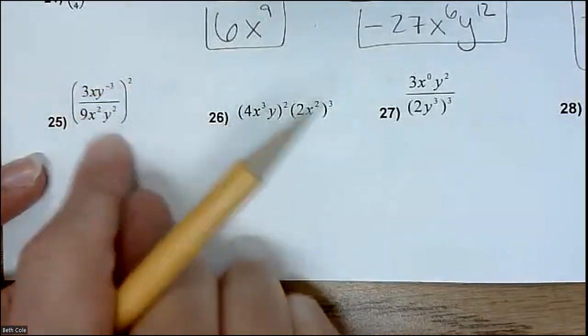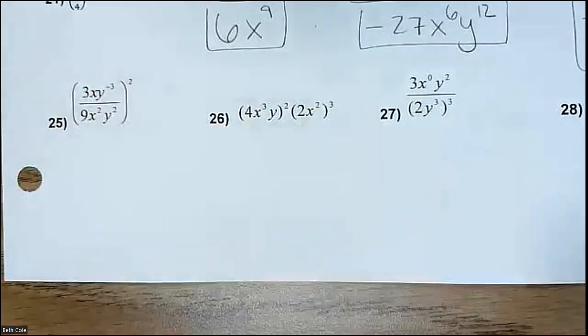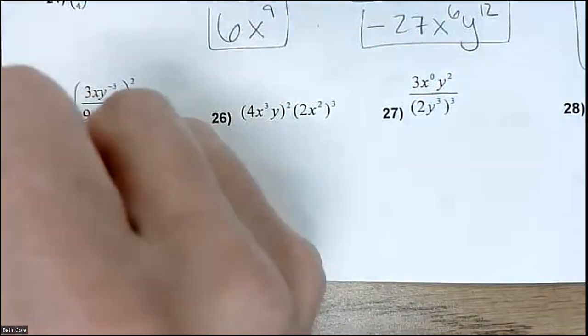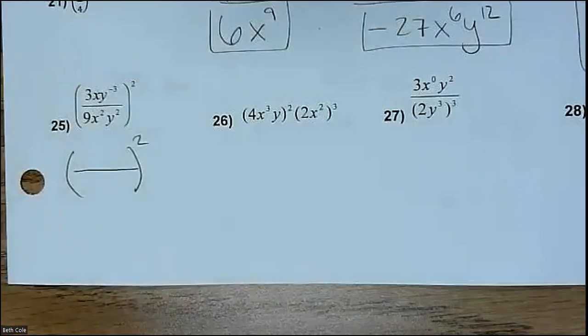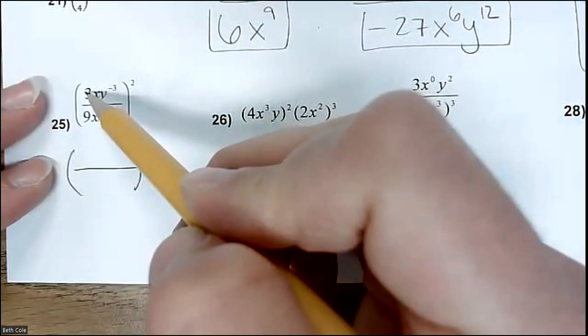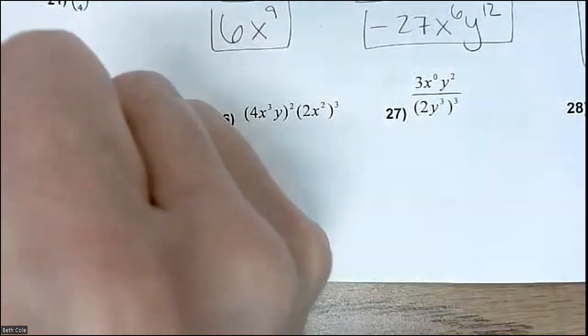All right, do you see how we have all this stuff in the parentheses for number 25 and then it's squared? All right, we're going to simplify what's inside of there and then we'll square everything. So kind of just leave it like this, set it up blank. We'll reduce it and then we'll square everything. So 3/9. What would 3/9 reduce to? 1/3. 1/3, good.